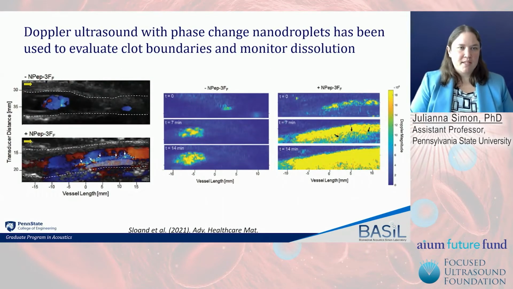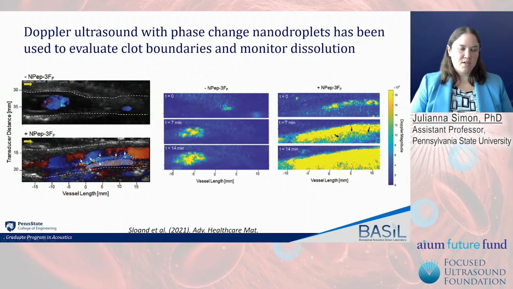I've worked with a group at Penn State here to look at Doppler ultrasound with their phase change nanodroplets to evaluate clot boundaries and monitor dissolution. Basically, there's not a lot of work understanding how the lytics break up the clots, how the clots form, how they break up, what the kinetics are. So what we did is we looked at both with and without these nanodroplets in an in vitro flow loop, and we see that when we inject thromboplastin, we do get a clot that forms. It backs up and we don't see any blood flow happening. When we add the nanodroplets, we do get this twinkling artifact.